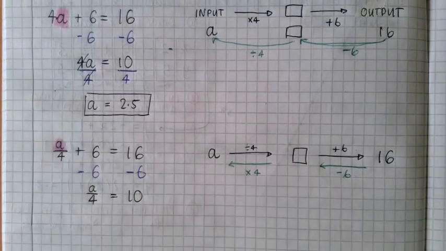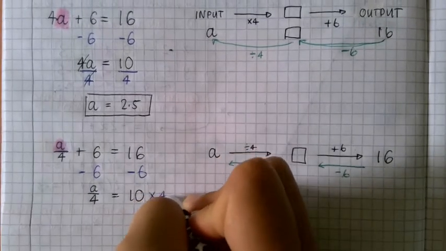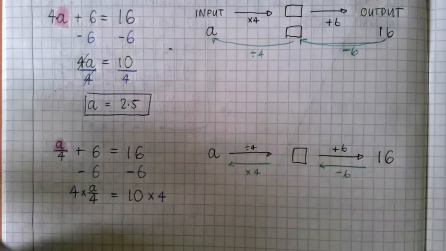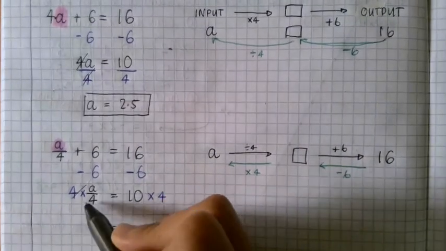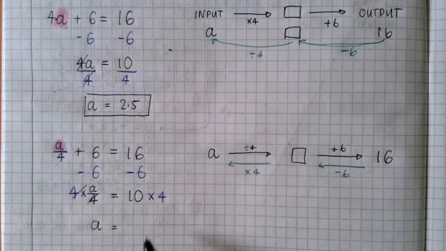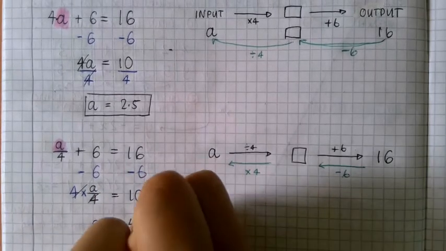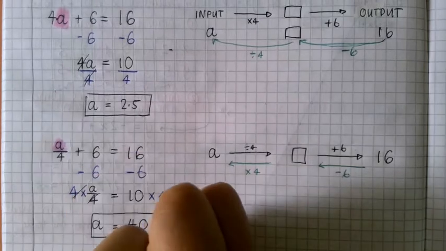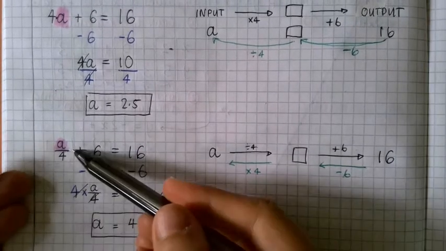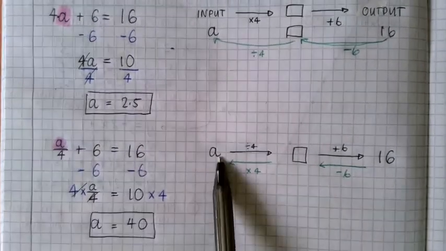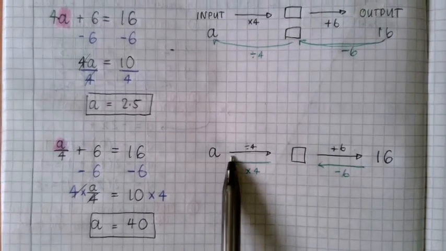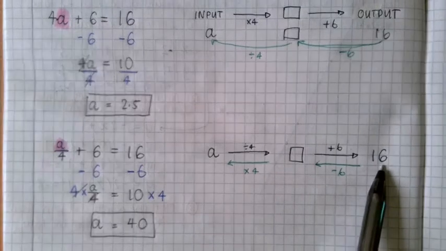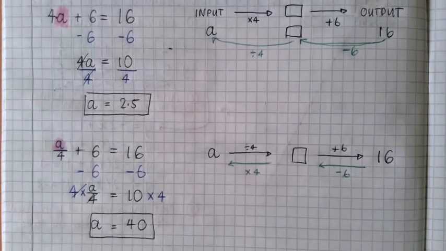So we're going to do the same thing here. We're going to multiply by 4 on both sides, so that on the left-hand side we multiply by 4, divide by 4, cancel, and then 10 times by 4 is equal to 40. So this is the solution to the equation, but if we're talking about number machines, it's also the input that gives us an output of 16 for this particular number machine.